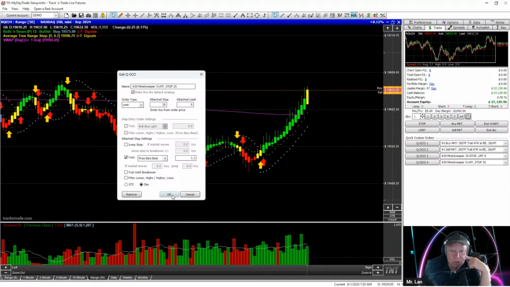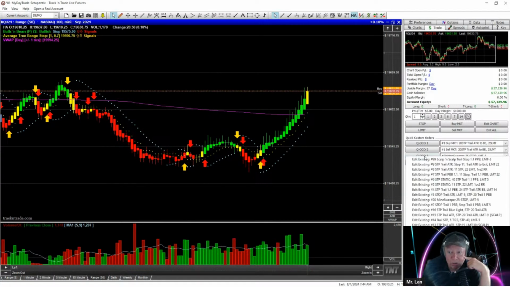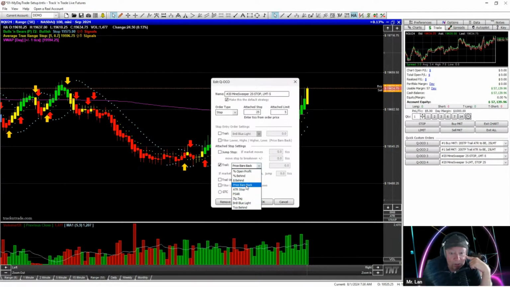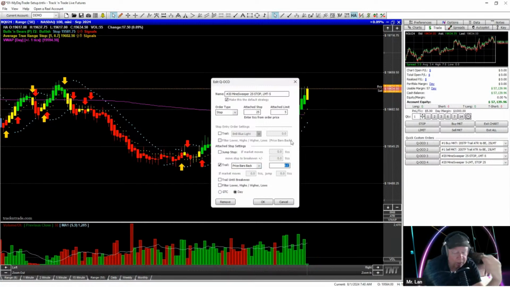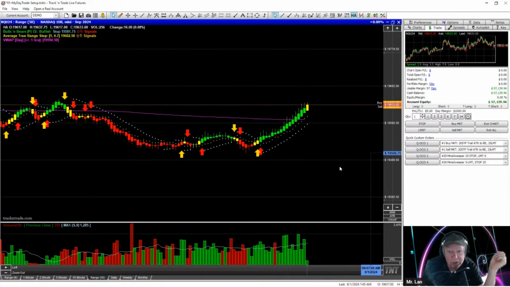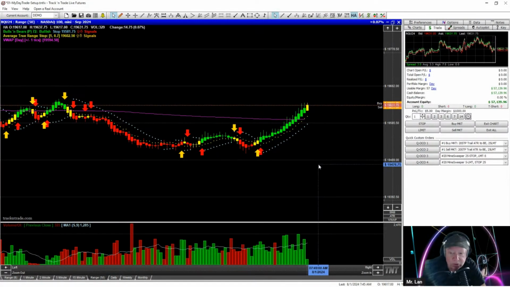All right, so that's QOCO4. Let's go back to QOCO3, go to 20, and I just want to have it the same as we had in the document. All right, price bars back 1.1. Okay, there you go.